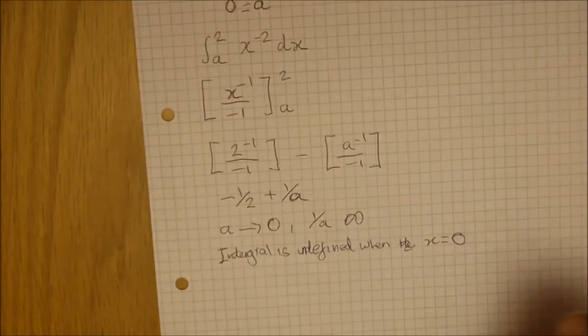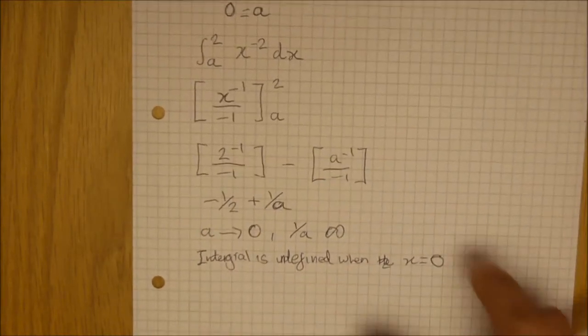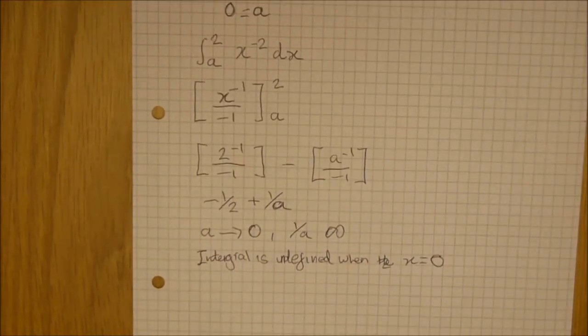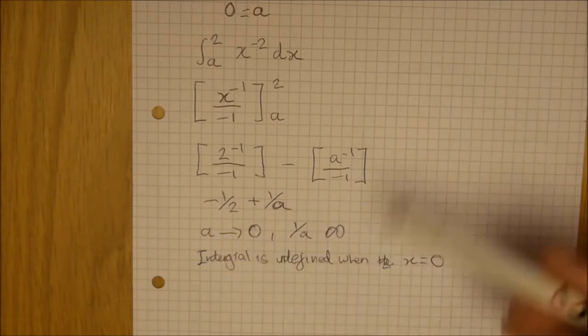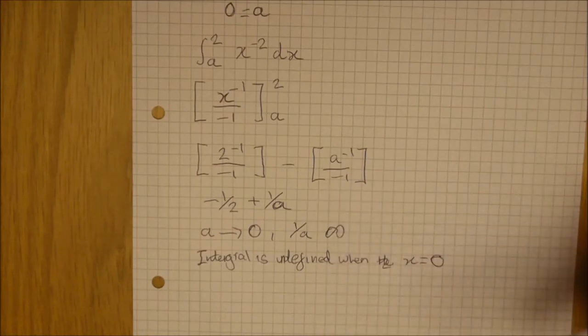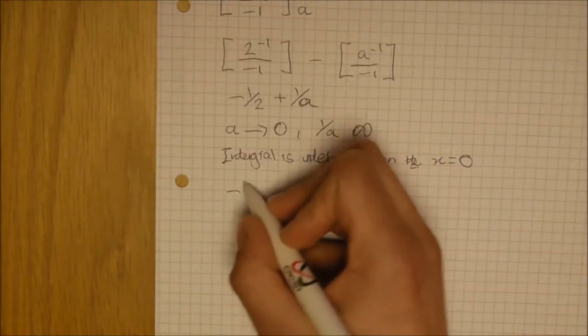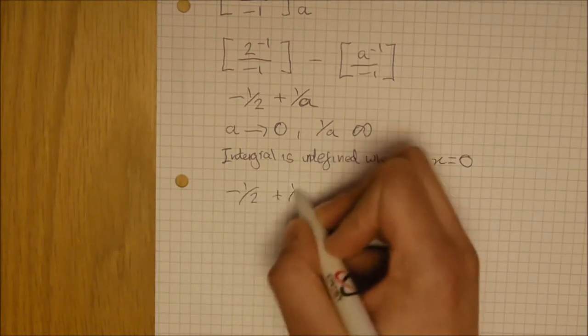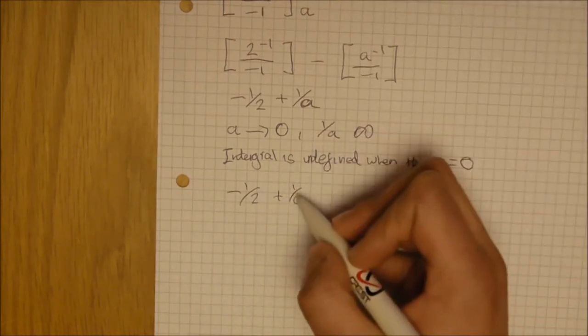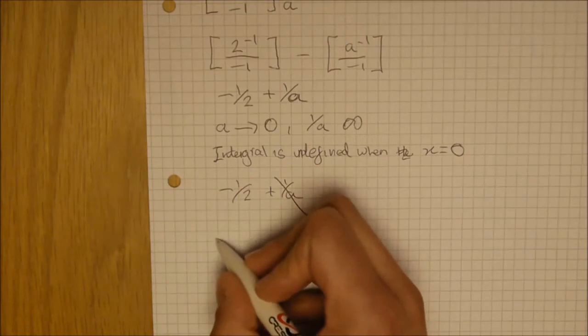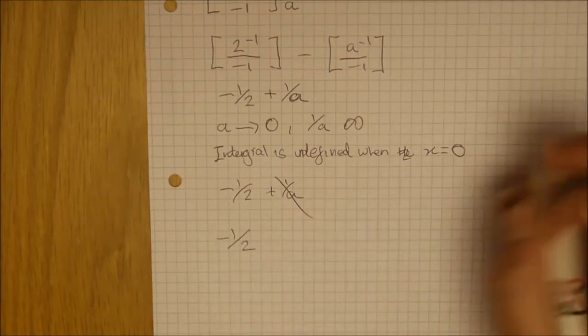Now there is another type of question that you may be asked to do with an improper integral, and that's not just simply answering why it's improper, but also actually telling the examiner what the answer is. Because if a is 0 and that makes it infinity, that means you can effectively just rule it out, which just leaves your answer as, instead of minus a half plus 1 over a, we can ignore that 1 over a, and the answer is simply minus 1 half.